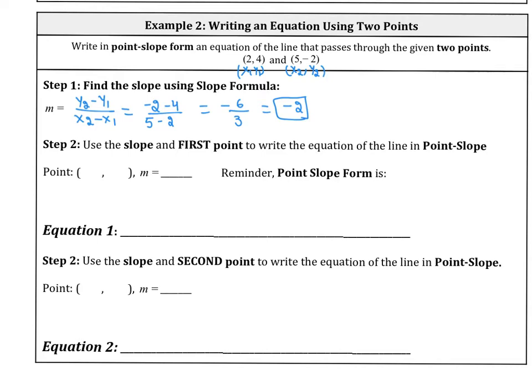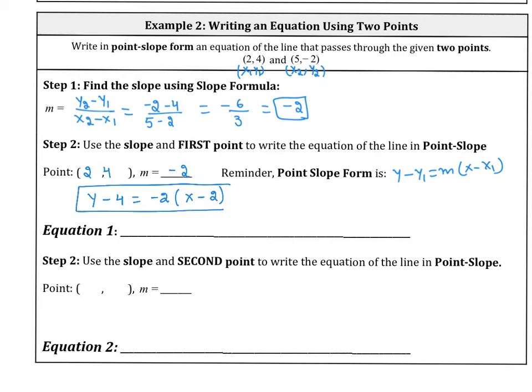Step number 2. Use the slope and first point to write an equation of the line in point slope form. So the first point is x1, y1, that is 2, 4. The slope is -2. And the formula is y minus y1 equals m times x minus x1. So here we are going to plug in y1 as 4, slope is -2, x1 is 2. So that's your answer in point slope form of an equation.